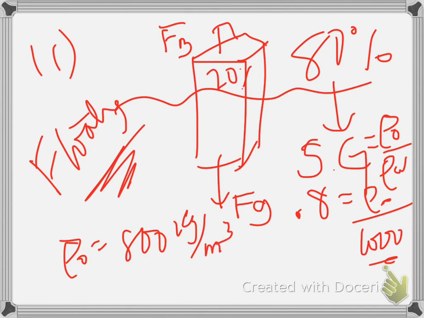If I want to know what it weighs out of the water, I have to find the mass. The mass I get from rho V. There's rho. V was 1 meter cubed, so that's pretty easy. It's 800 kilograms. I multiply it by 9.8, and I get what looks like D, 7840.